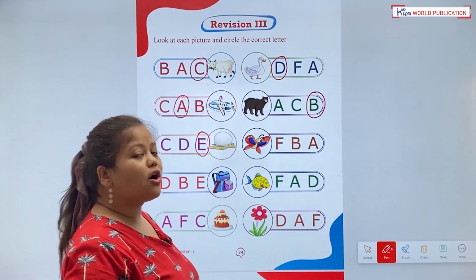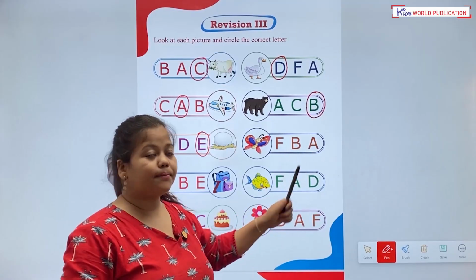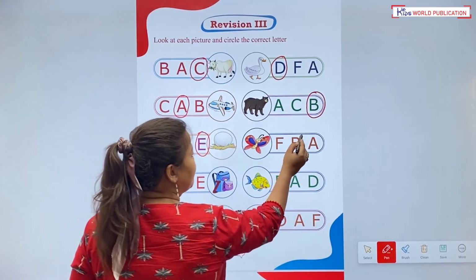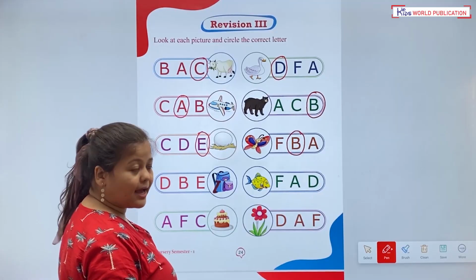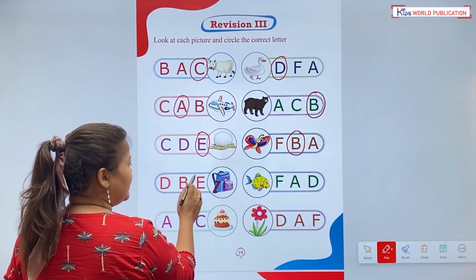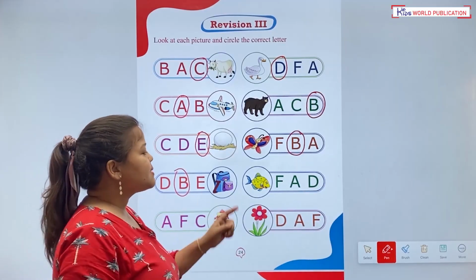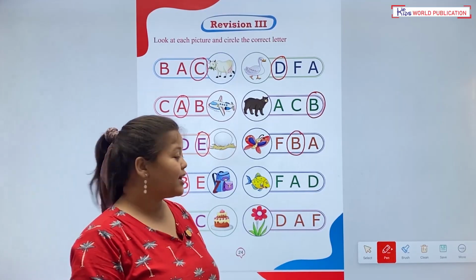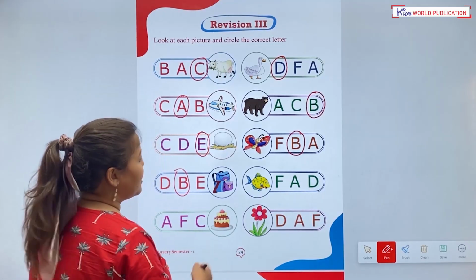This is the picture of butterfly. F, B, A. The right answer is B. This is the picture of bag. D, B, E. The right answer is B. This is the picture of fish. F, A, D. The right answer is F.